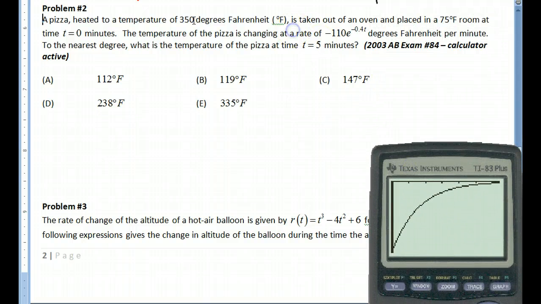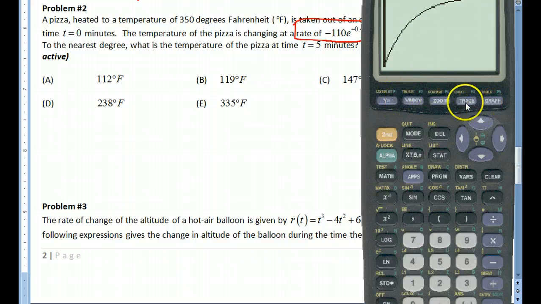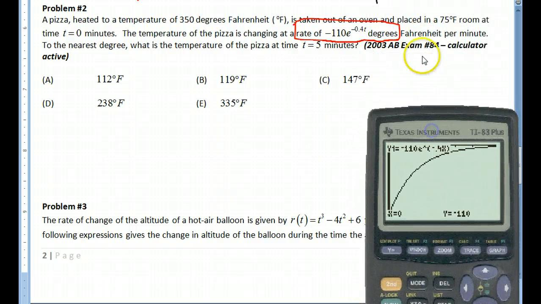This is kind of weird. This graph, what is this graph supposed to represent? It's the temperature, it's changing. So this is a rate. That's why I got confused. This does not represent the temperature at any given time. So what this is saying, let's trace to 0. See 0? What's it saying? 110. So at t equals 0, I'm getting this number.